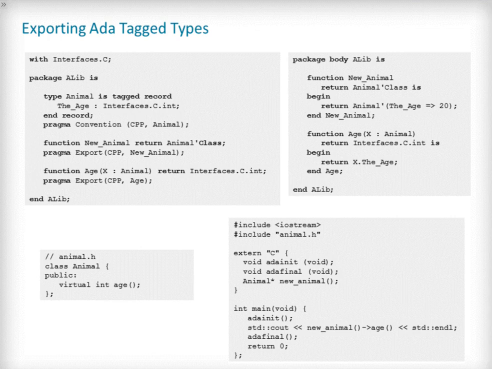The C++ main program includes the animal.h header file, and then to avoid name mangling issues, it uses an extern C expression to wrap the exported constructor for animal objects and the Ada library initialization and finalization routines. The body of the main program then outputs the result of calling the age primitive subprogram of the animal tagged type as exported by Ada. The output from this program will be the value 20.